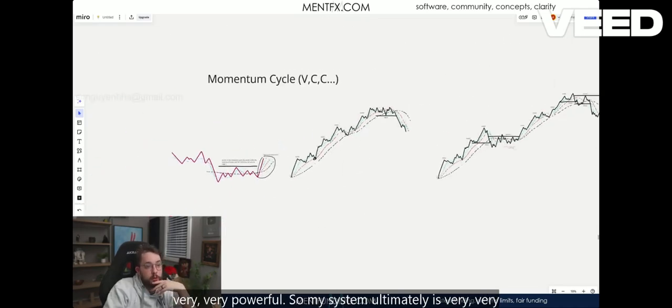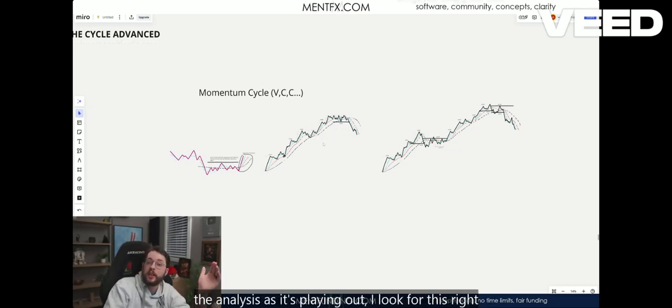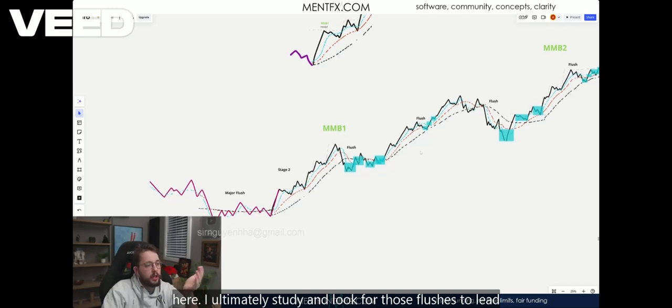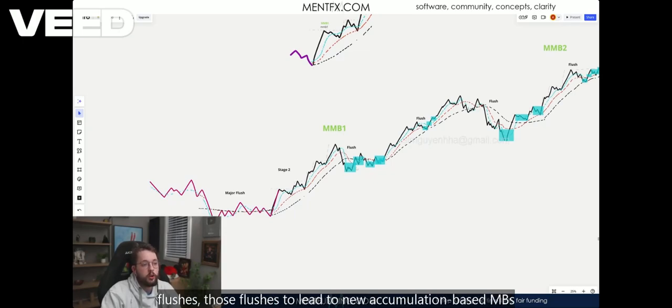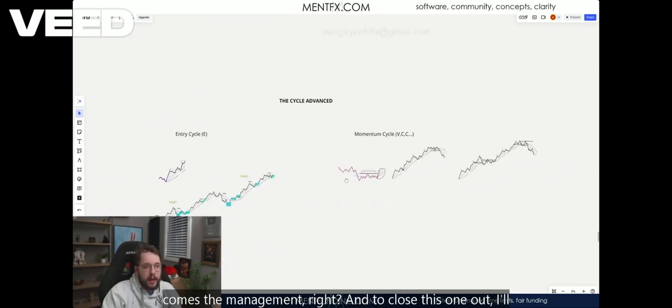So my system ultimately, right, is very, very simple. I'm using this cycle and I'm waiting for that cycle to deliver to trade. As that cycle plays, or as a moment is defined as something that is worth potentially trading for the analysis as it's playing out, right, I look for this right here. I ultimately study and look for those flushes to lead into those stage twos to lead into new flushes, those flushes to lead to new accumulation-based MBs that could lead to opportunities and entries through these points to continue potential moves. And then from there comes the management, right?